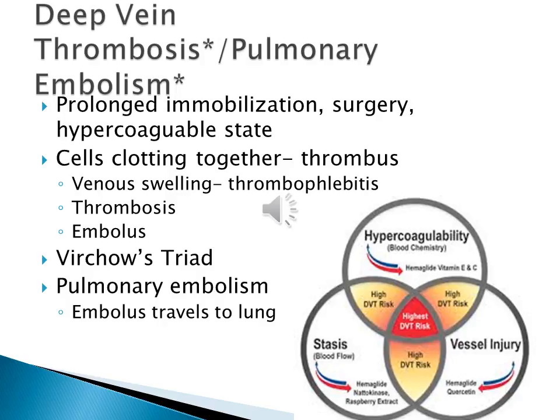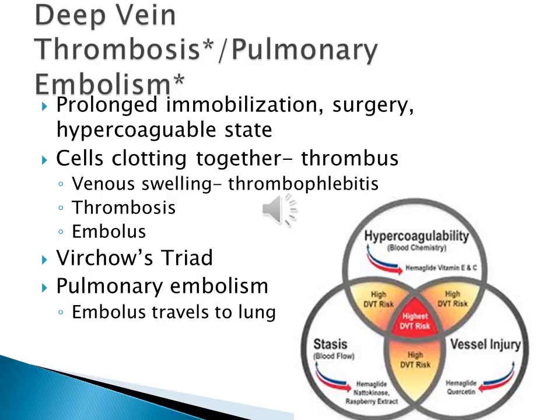In the instance of a deep vein thrombosis, what you basically get is clot formation, which inside the body is known as a thrombus, and then venous swelling occurs, and that's where the term thrombophlebitis comes from, because a phlebitis is an inflammation of the vein.